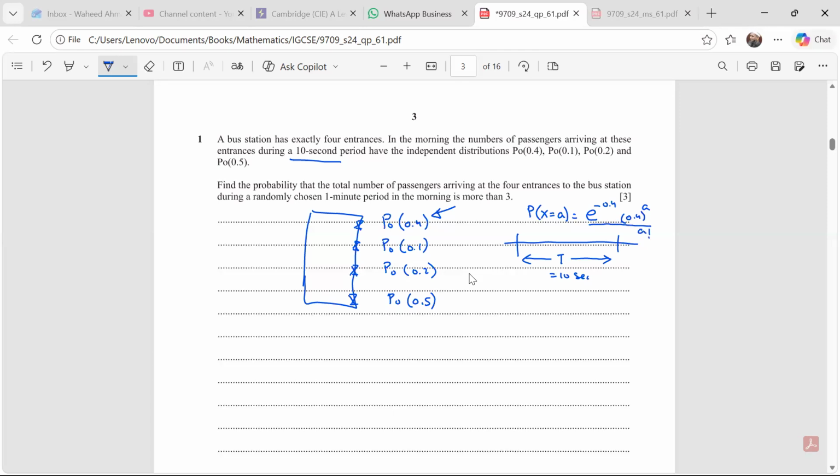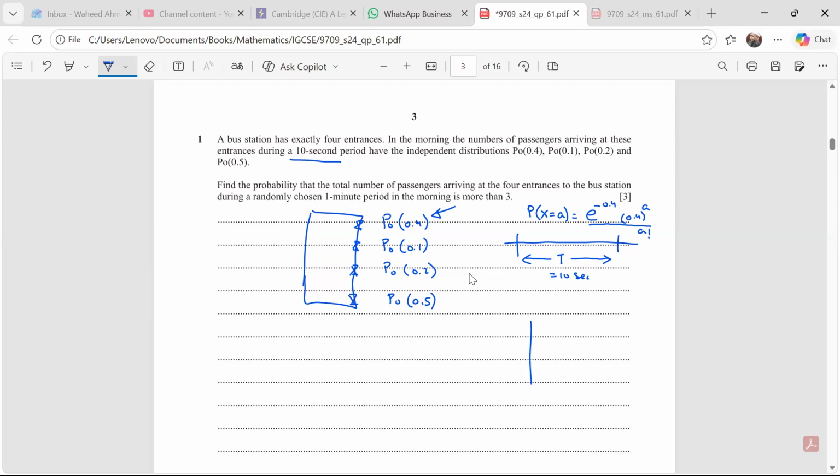So knowing the value of a, for example, if I want to calculate the probability that five people come in this interval, a is equal to 5. I will put 5 here and it will give me the probability. So this 0.4 is the average, or the mean number of people in this interval.